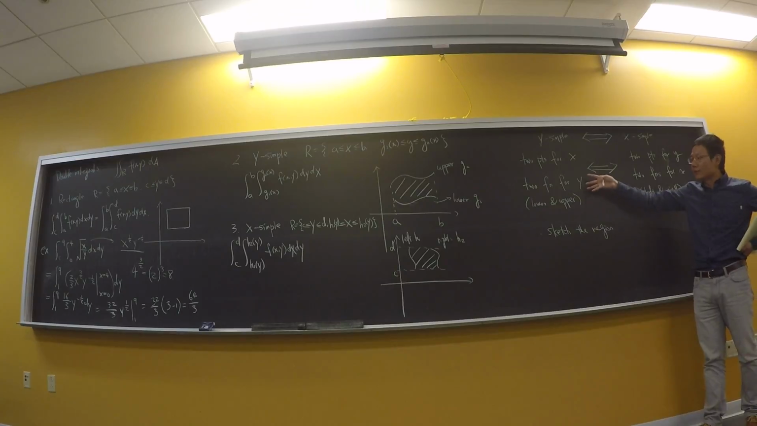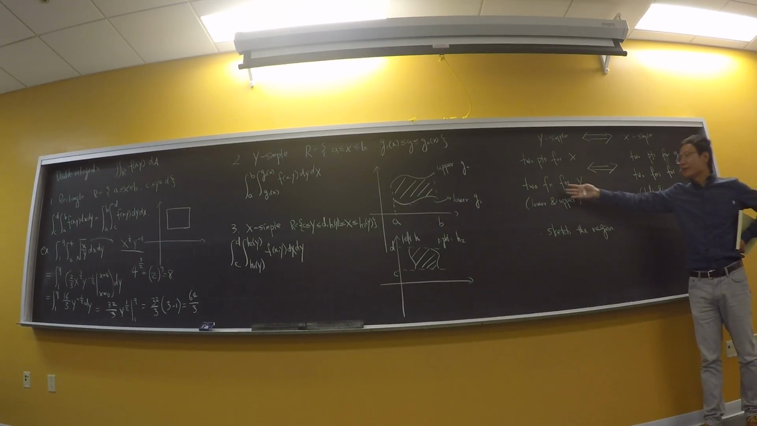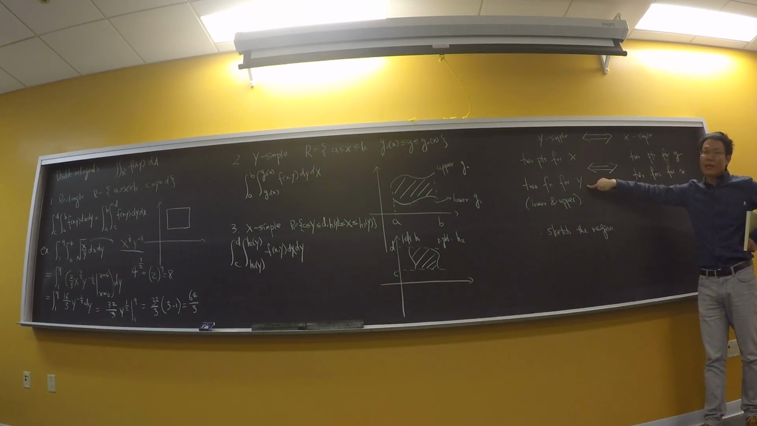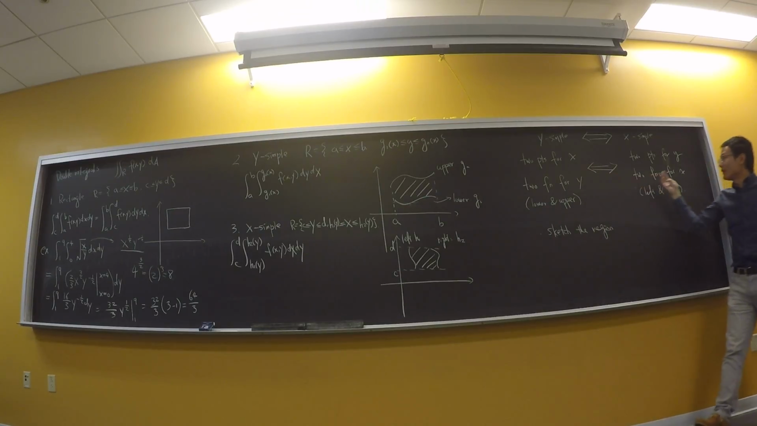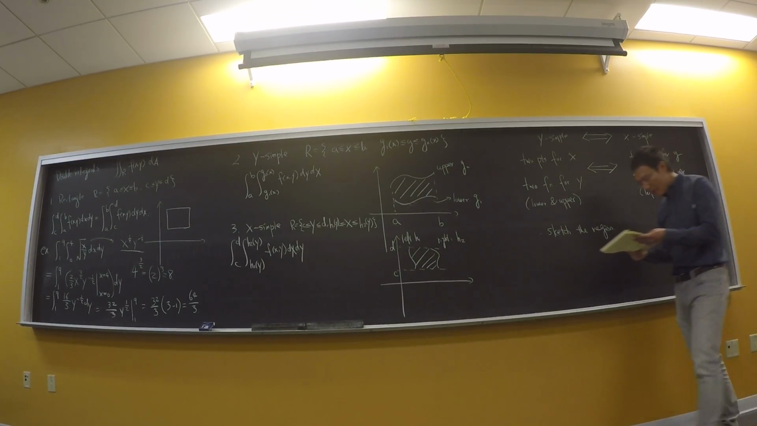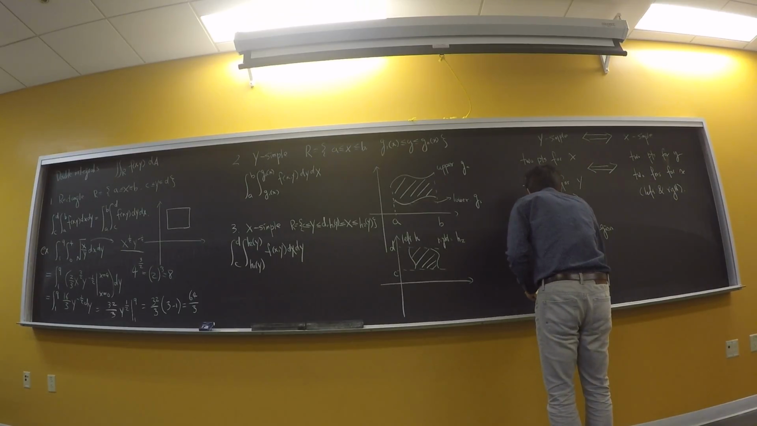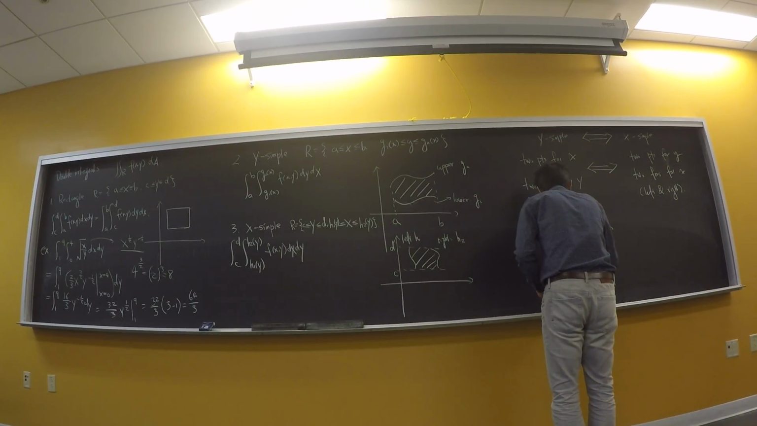And then you have to represent these functions correspondingly. So these are 2 functions for y. I need to write down y as a function of x. And these are 2 functions for x. I need to write down x as a function of y. So you have to be able to transform these functions back and forth. Okay? So sketch and then identify the region.